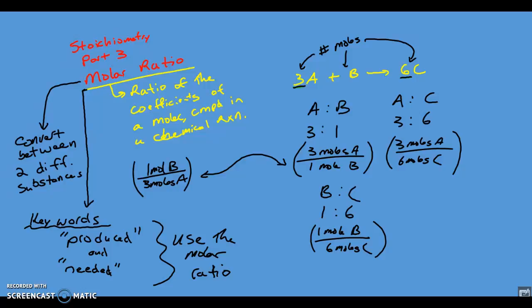So for example, I would say, given 16 grams of A, calculate how many moles of C are produced. Or given 16 grams of C produced, how many moles of A are needed? That's the terminology that we use, and this is how we know we have to use the molar ratio. So let's do an example.